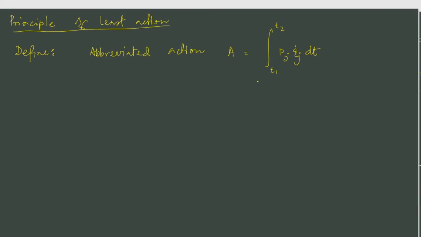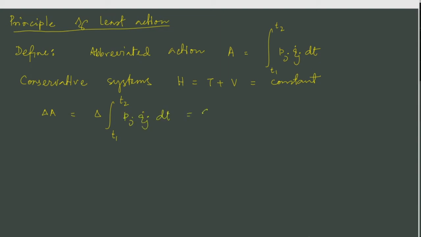Now, the statement of this principle of least action says that if we consider conservative systems with Hamiltonian equal to T plus V, the kinetic energy plus potential energy equal to constant, for such systems, the variation of the abbreviated action about the true path is 0.